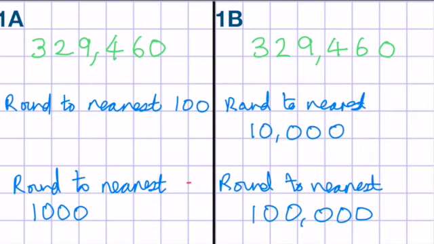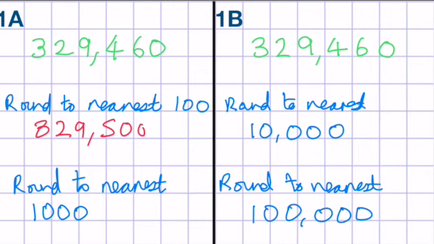Okay, so to the nearest 100, we have a 4 digit in the hundreds column. So our choice to round to is either 400 or 500. So we look next door to the right and it's a 6. That means we round up. So it's 329,500.